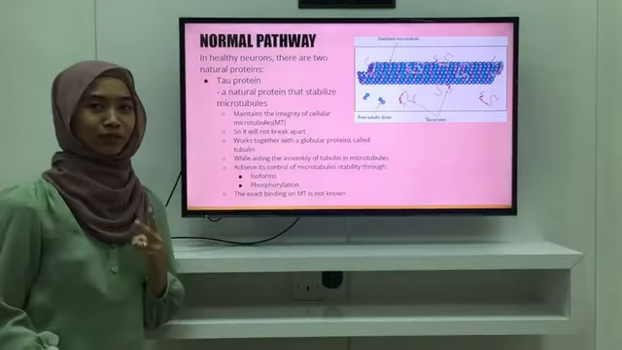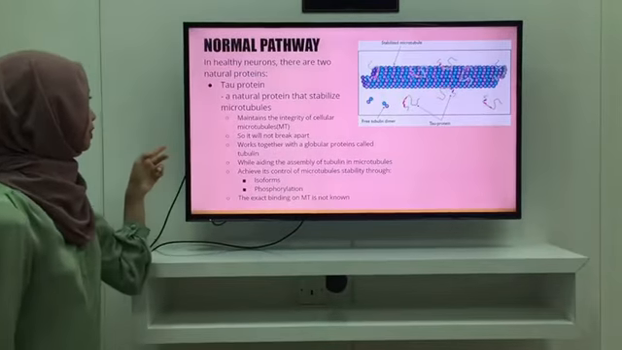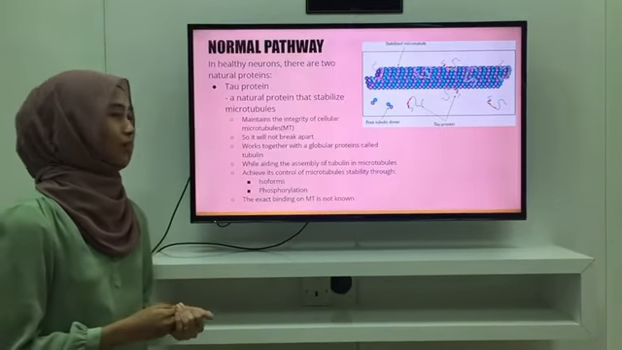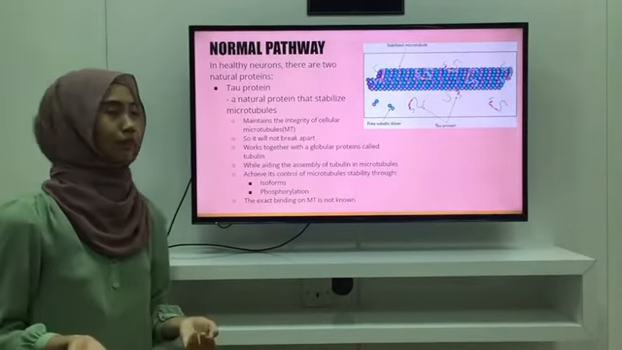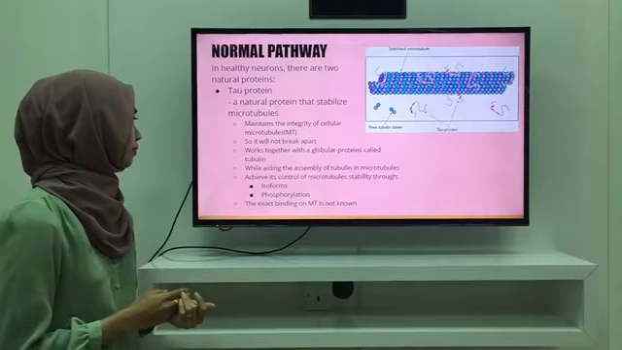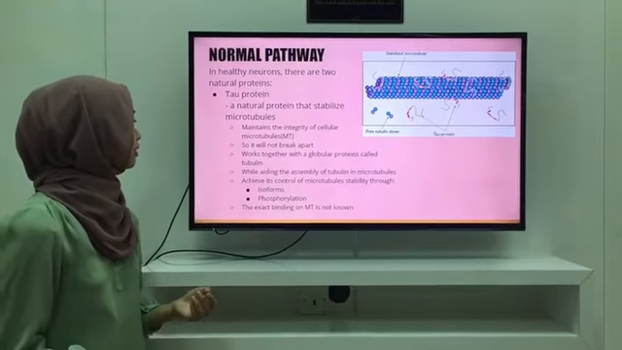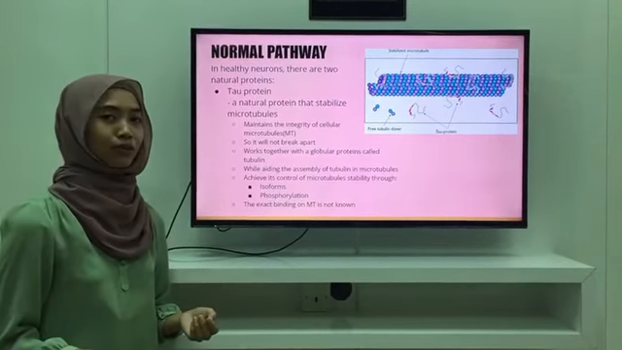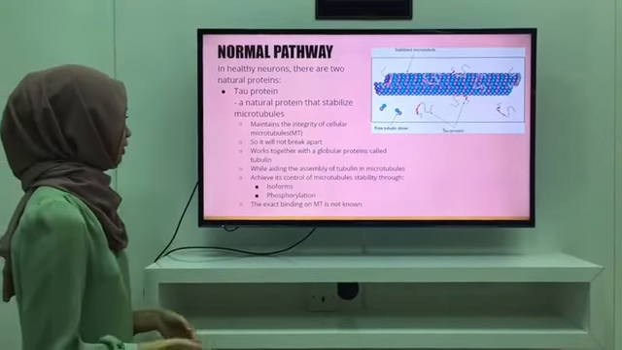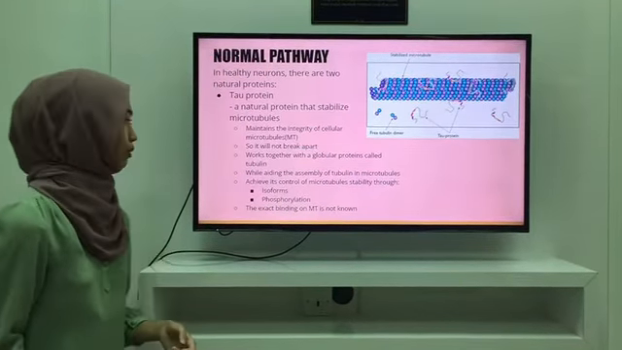In healthy neurons, there are two natural proteins, which are tau protein and amyloid precursor protein. Tau protein is a natural protein that stabilizes microtubules. It maintains the integrity of cellular microtubules, so they will not break apart. Tau protein works together with a globular protein called tubulin, aiding the assembly of tubulin in microtubules. Tau achieves its control of microtubule stability through isoforms and phosphorylation, but the exact binding of tau protein on microtubules is not known.